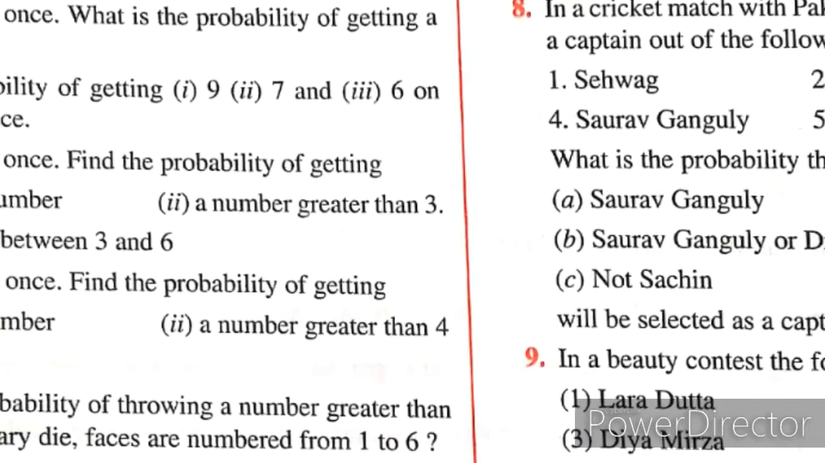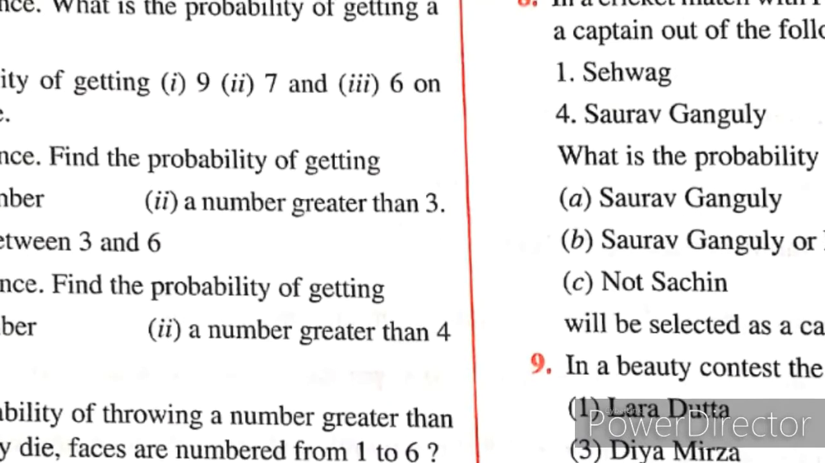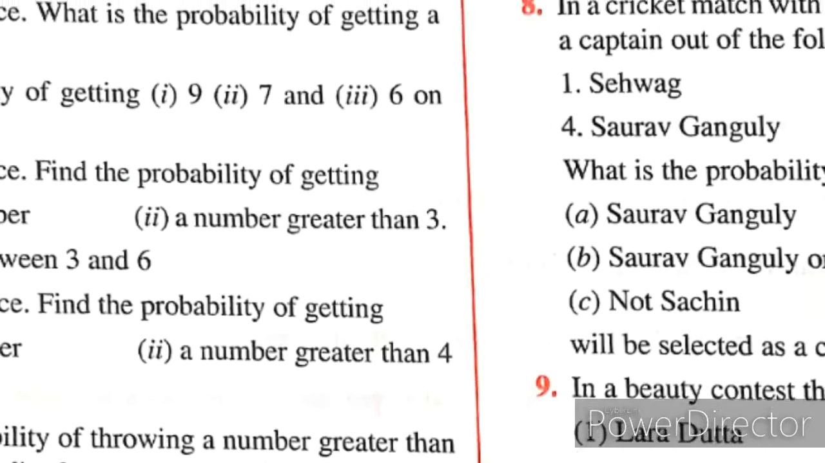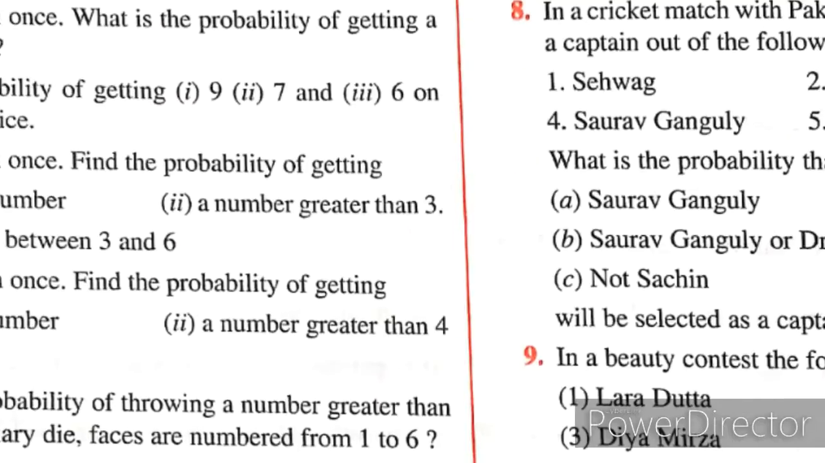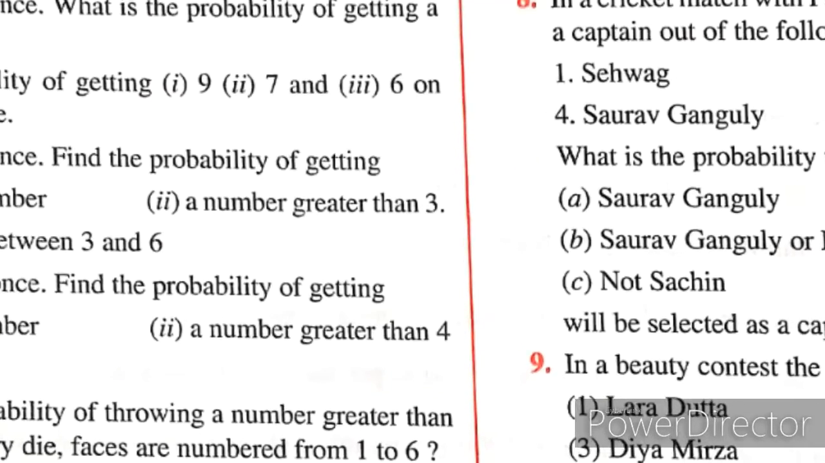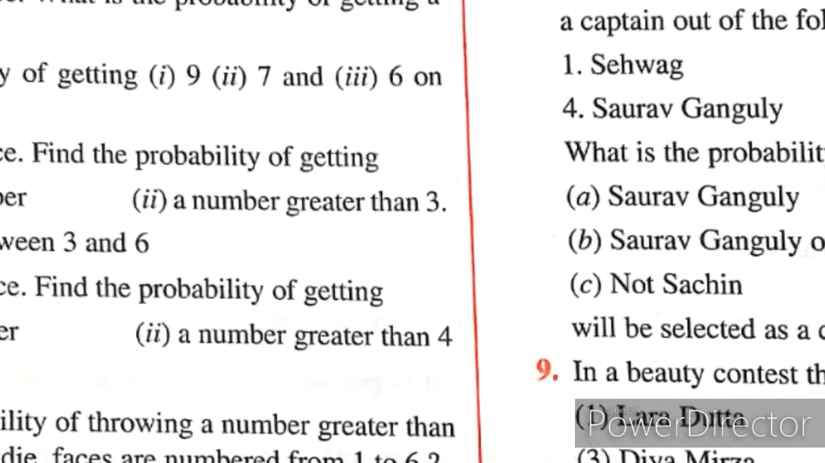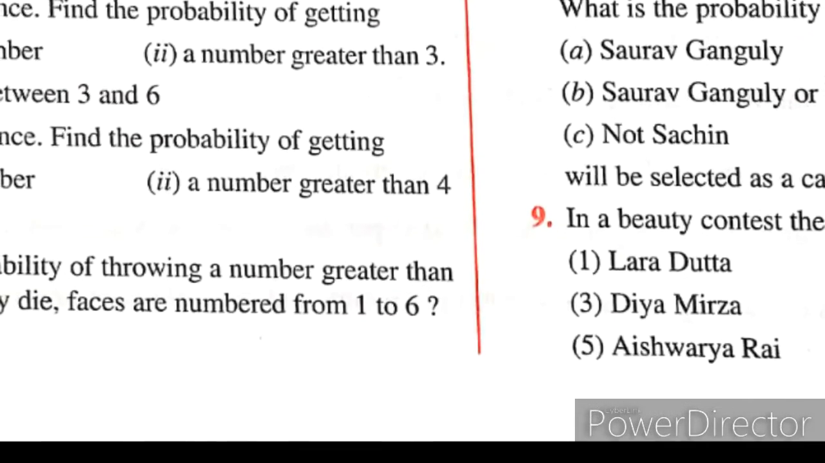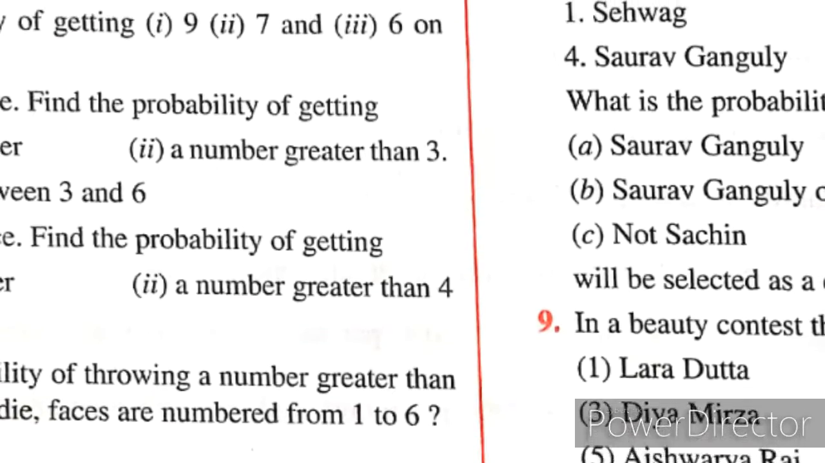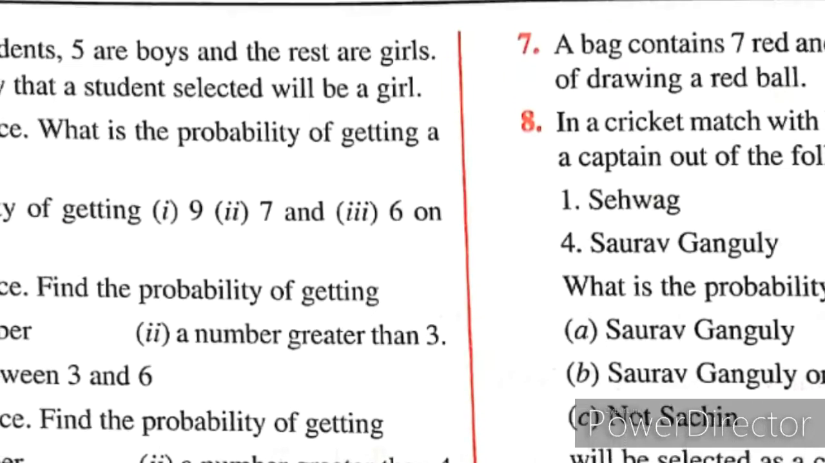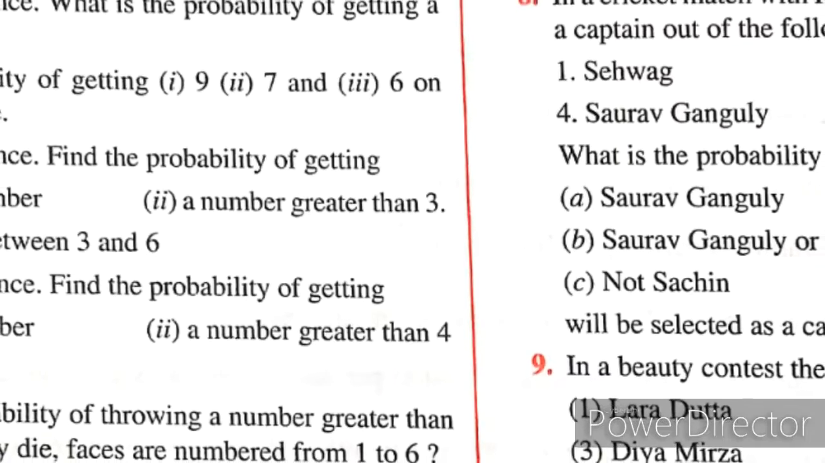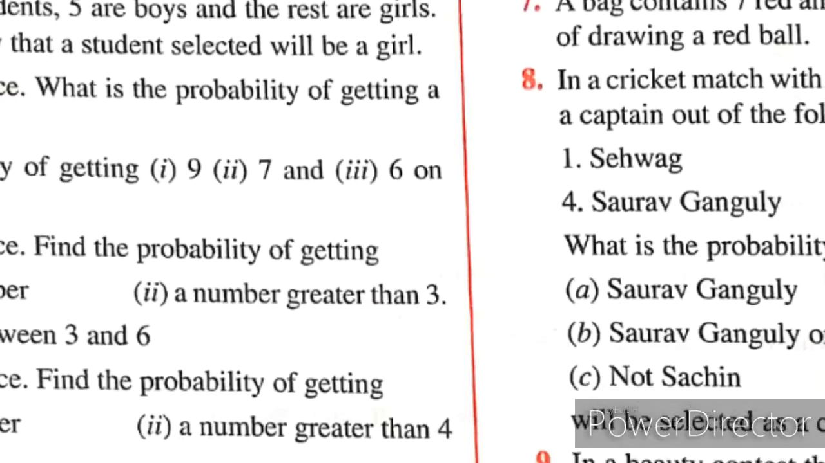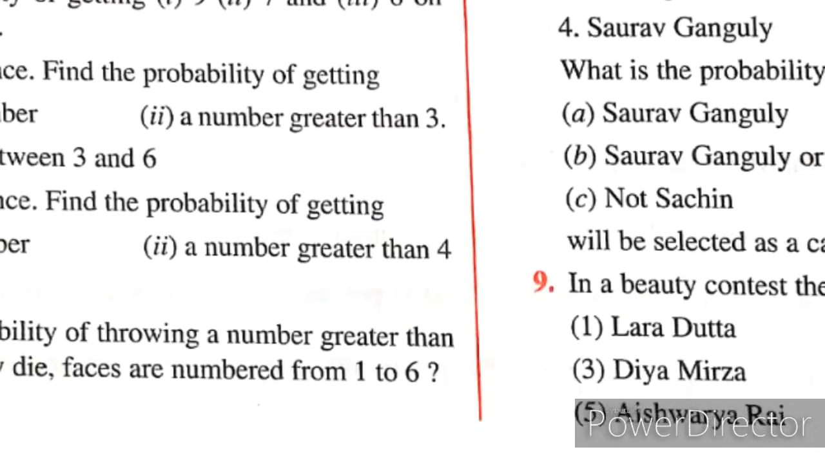Whenever 2 dice are thrown, the possible outcomes will be like this: 1 1, 1 2, 1 3, 1 4, like this, as we have seen in 9th standard. All possible outcomes are 36 in number. So the sum of numbers on the 2 dice is 9. The favorable outcomes will be like this: 3 6, 4 5, 5 4, 6 3. Total 4 outcomes.